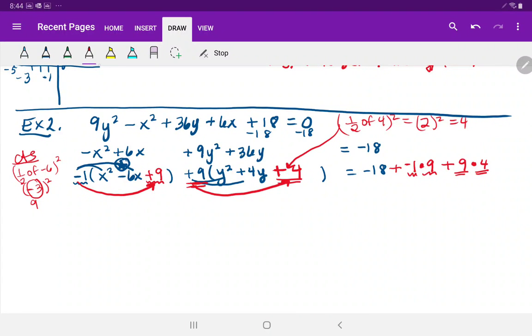So you have to do the multiplication when you add it. This multiplication, and then I add it. Okay, the next step is factor. So I have to factor.